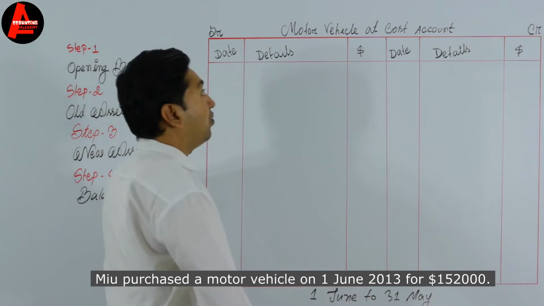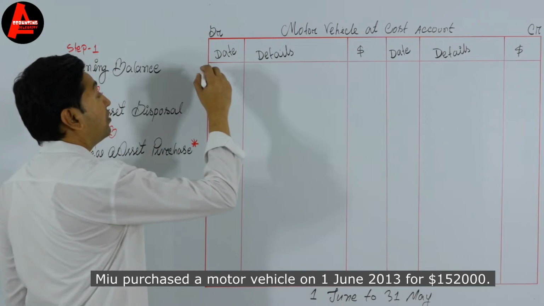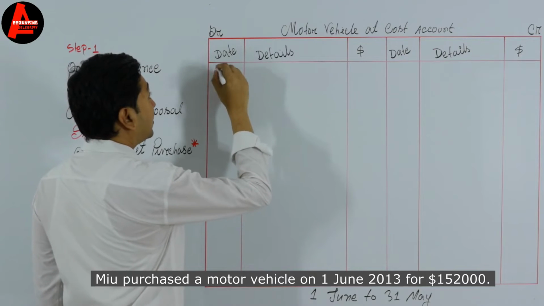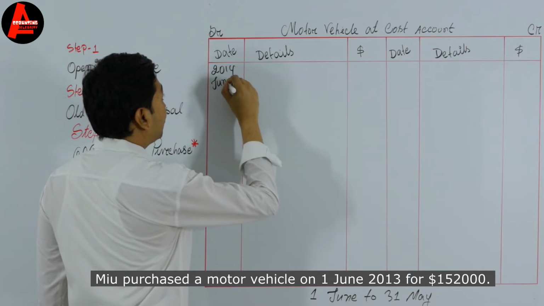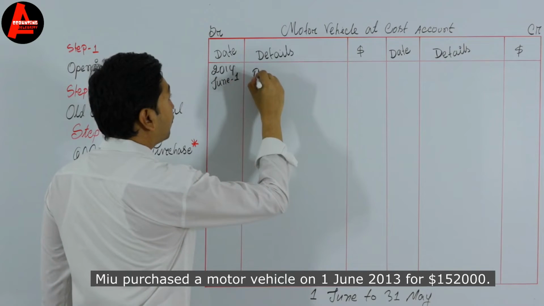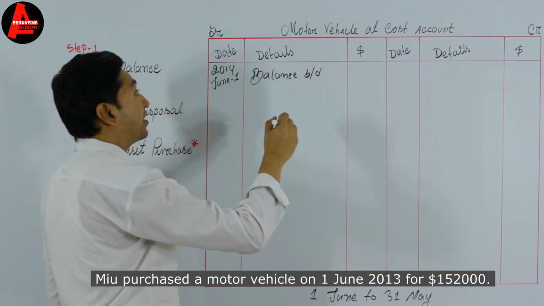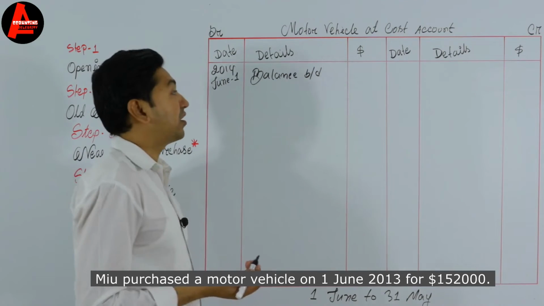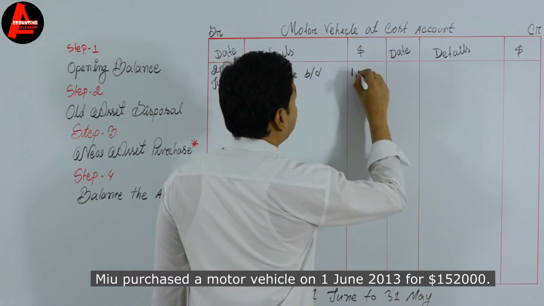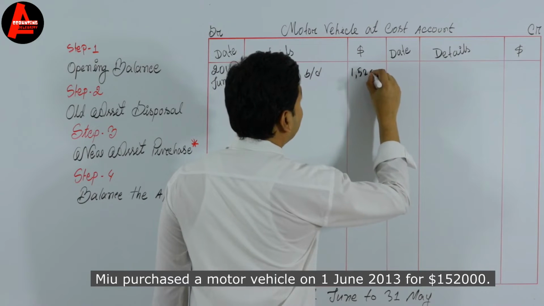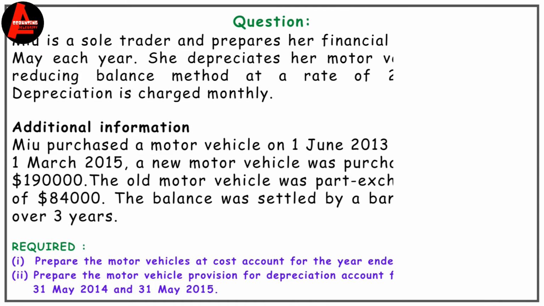Okay, so now we will write the opening balance as balance BD. We will start on 1st June 2014, so let us write year 2014, June 1st, and write here balance BD. She purchased a motor vehicle for $152,000, so we will write here $152,000. Okay, very good. Then we have some more information in the question.